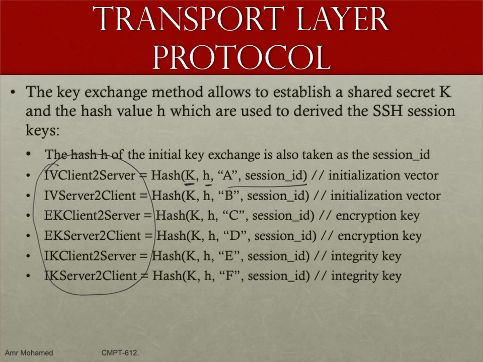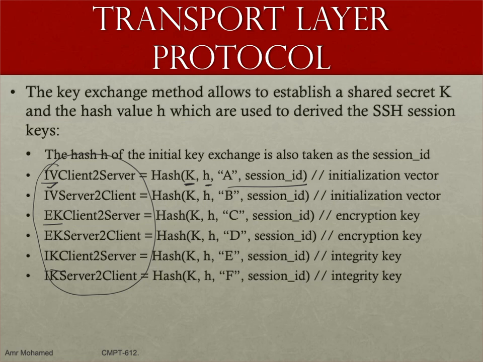So based on the pre-master key and the hash, we generate all the keys: the IVs, which are the initial vectors, for encryption and for integrity. These are the same six keys we generated for TLS for every single connection. Here it's only one connection. That's why this generation process happens only one time and that's it.